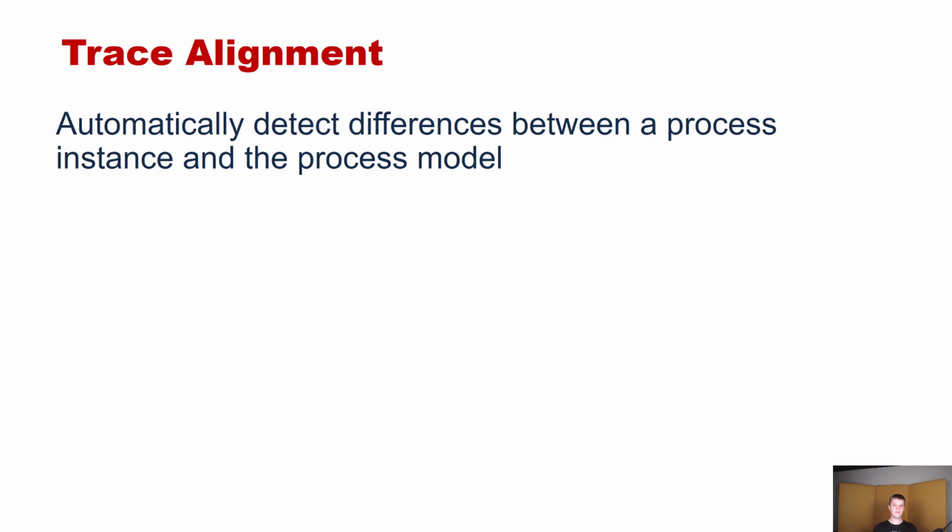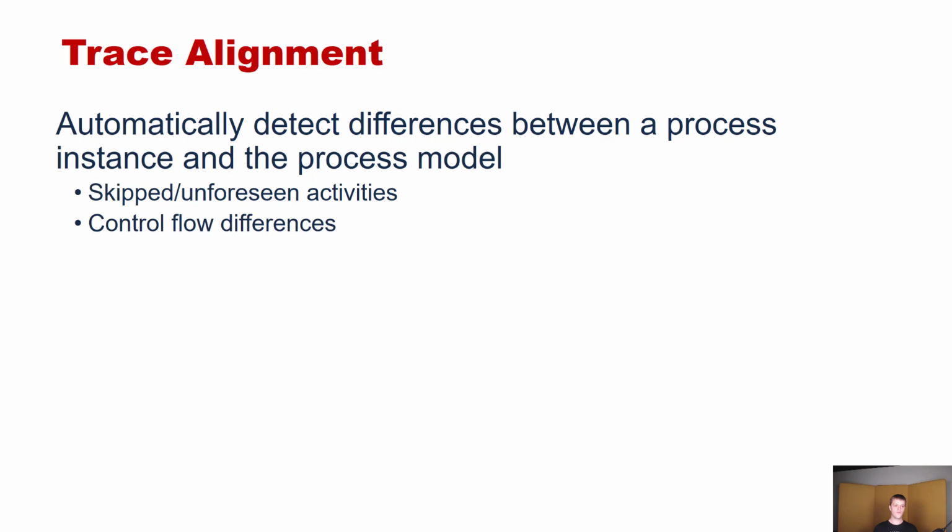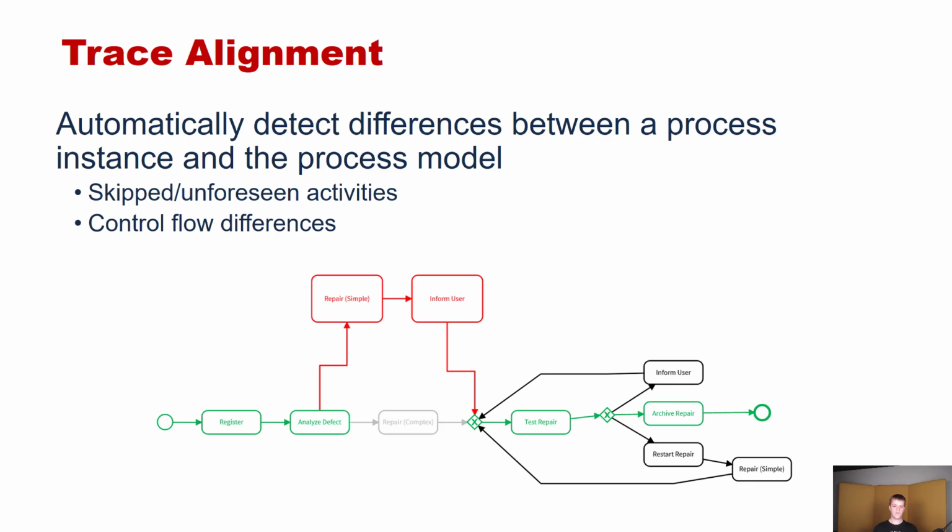That is, automatically detecting differences between a process instance and the given process model. For example, this would allow us to detect skipped or unforeseen activities, or to figure out if there are some control flow differences in a visual manner. And a result of trace alignment might look something like this, where we can see that register occurred correctly, analyze defect occurred correctly. However, then the process instance deviates, goes to repair simple, inform user, and then the process instance goes back to the way that it is defined in this specific model.